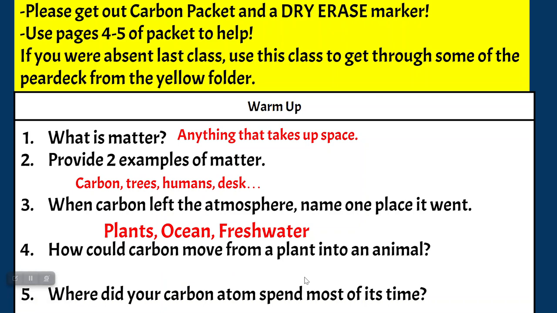How could carbon move from a plant into an animal? We'll think about that. How does a plant get into an animal? Nom, nom, nom. That animal is going to eat. All right. And then you had to answer this question on your own: where did your carbon atom spend the most of its time? Because that was unique to each person as they went through their carbon journey.